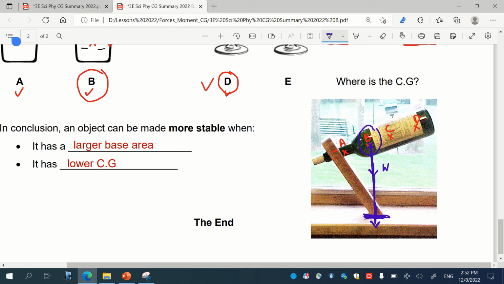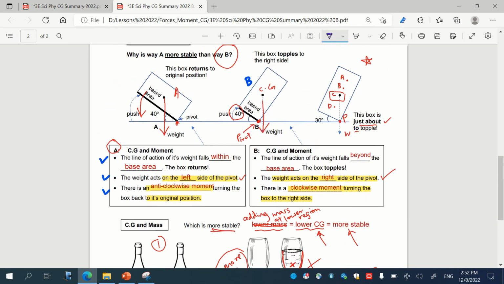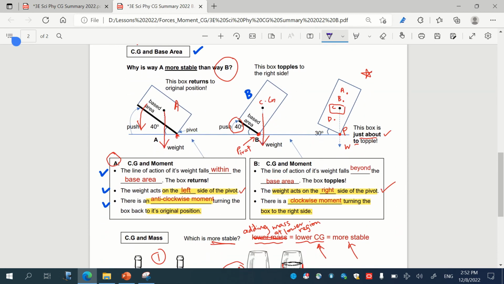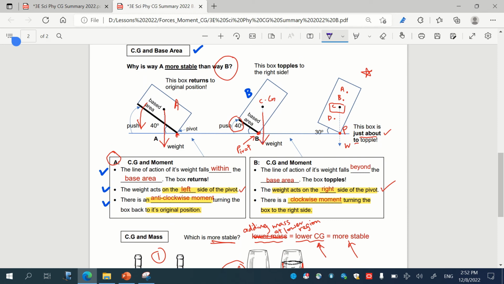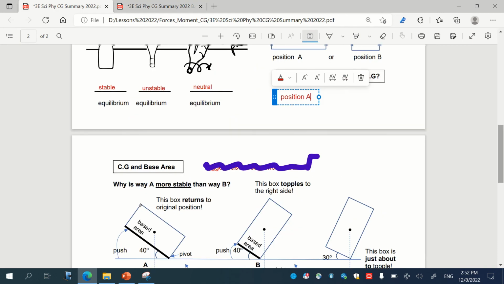All right, and that's the end for this topic about center of gravity. That's how much you need to know about the center of gravity, and maybe allow me to go back up here. There's this line here that I need you to see.